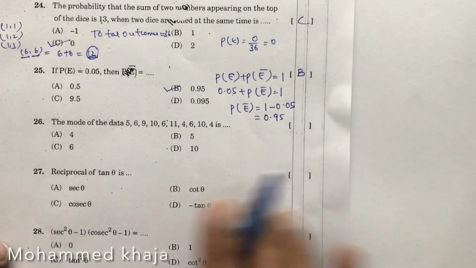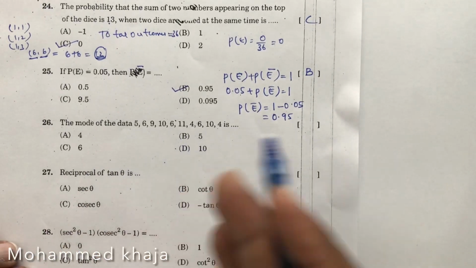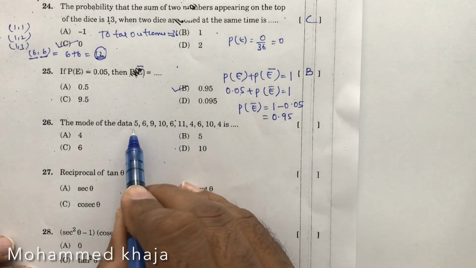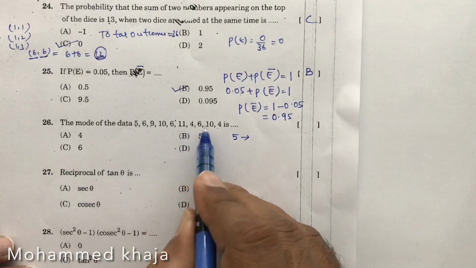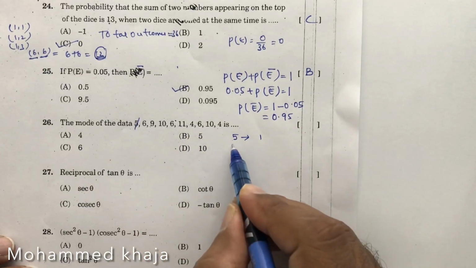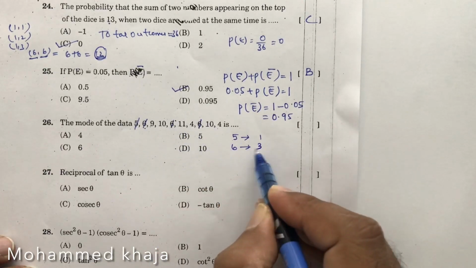Next one. The mode of the data. The mode of the data is nothing but the observations which occur more frequently. Here, if you want, you can write in detail. How many times do you have 5? Only one time. Next, 6. Here 1, 2, 3. 6 you have 3 times.